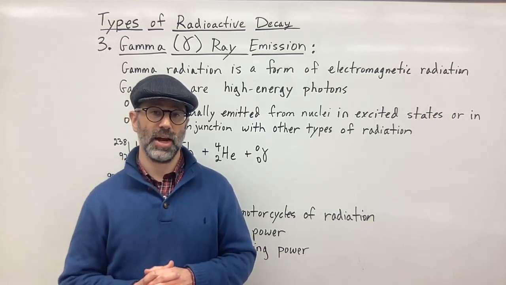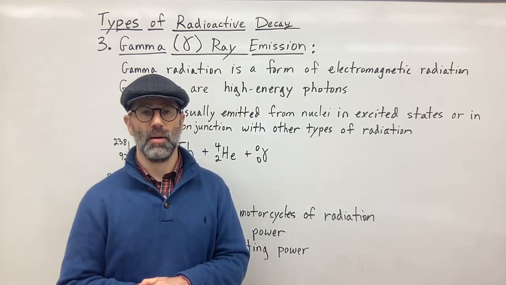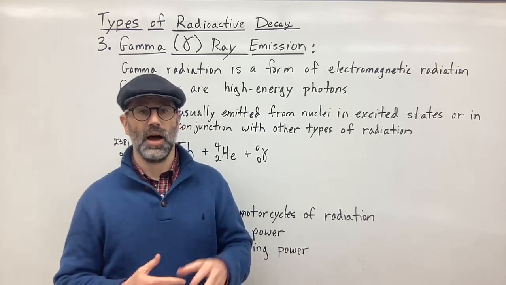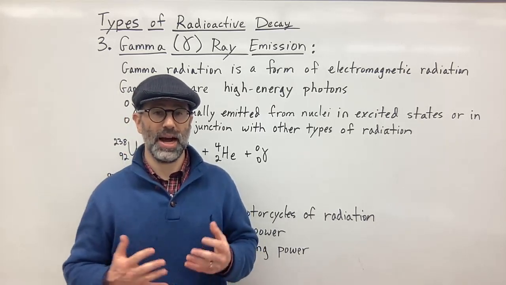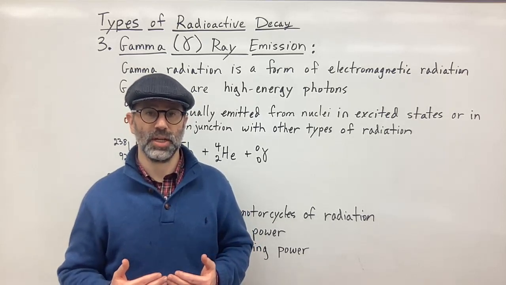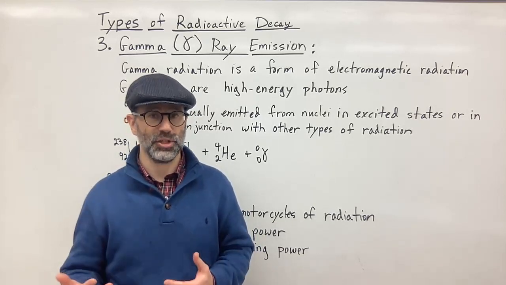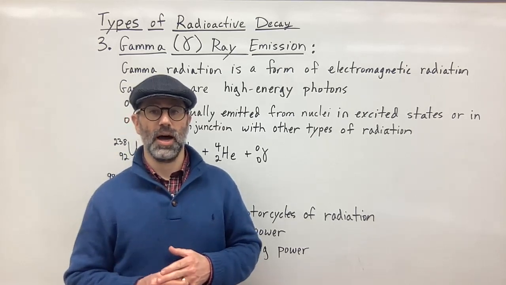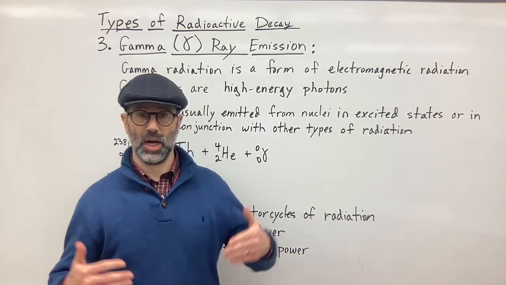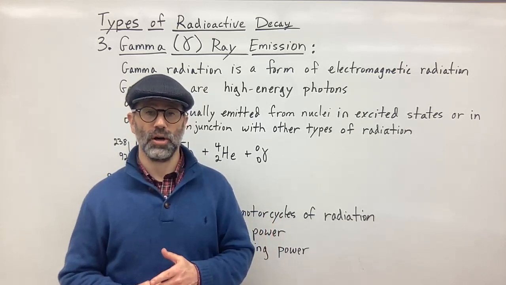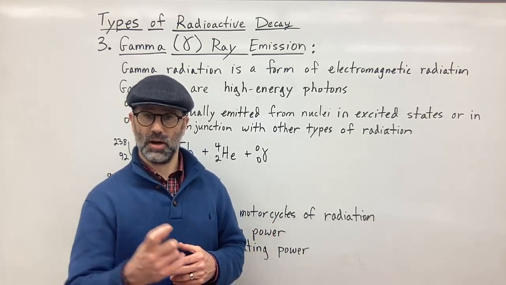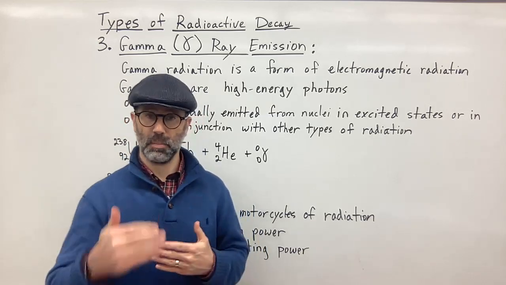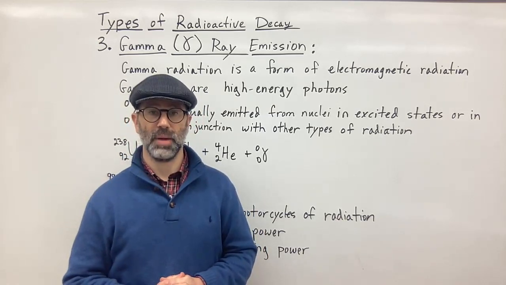Beta emitters, right? So beta particles, they're smaller, and so they penetrate farther. They have a lower ionization ability, but they have a higher penetration. So, in order to block beta particles, you need maybe thin sheets of metal like aluminum foil, or a few inches of wood would be an example of something that can block beta particles.